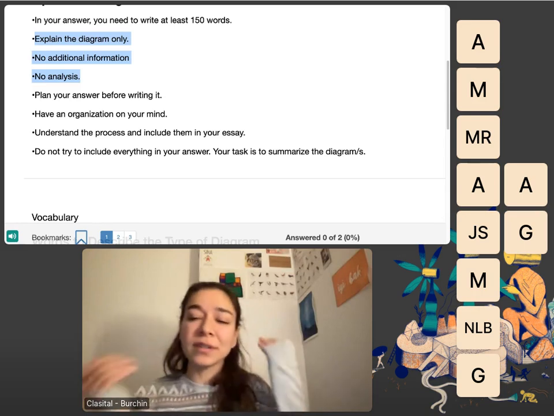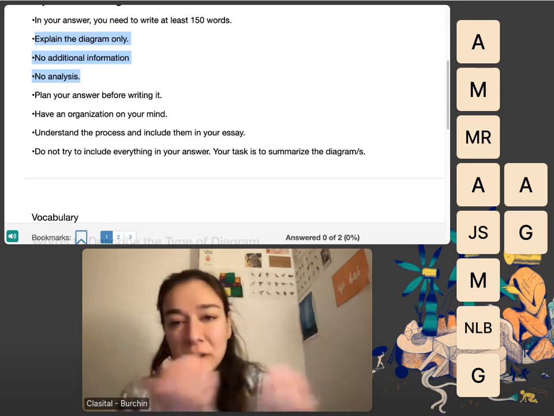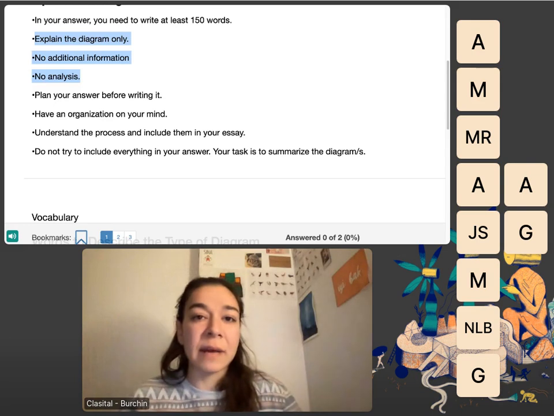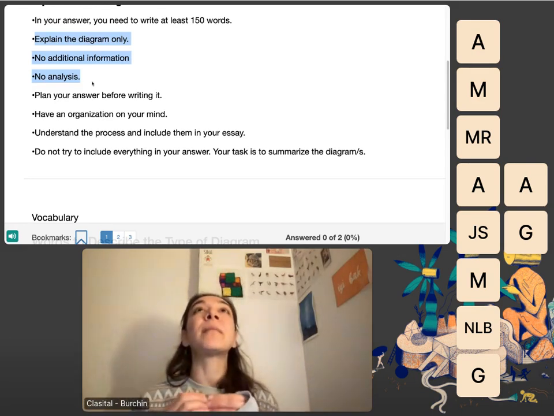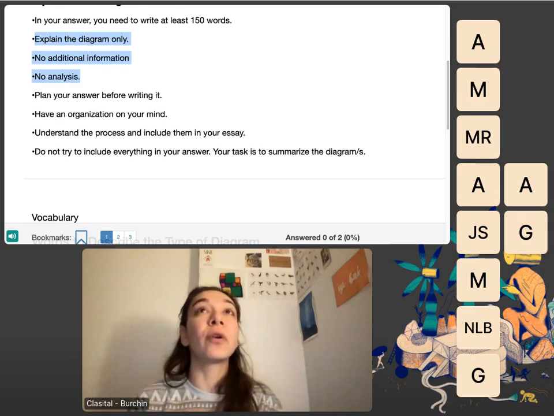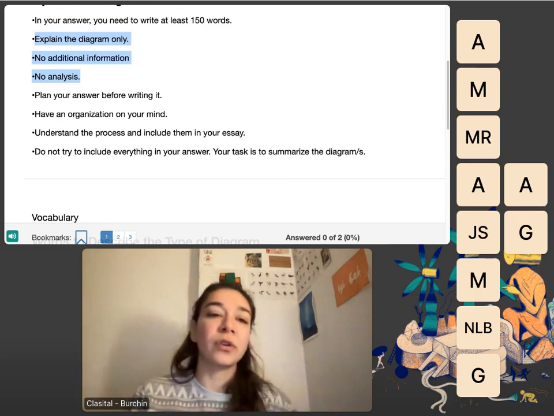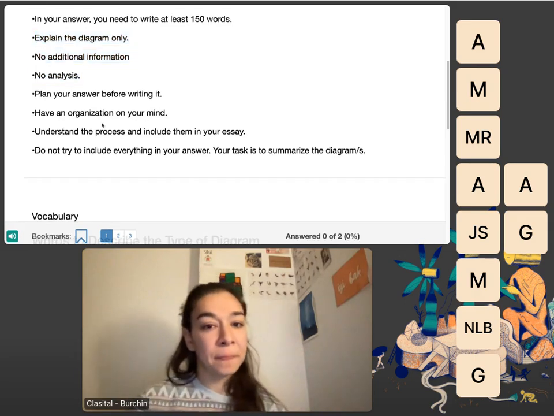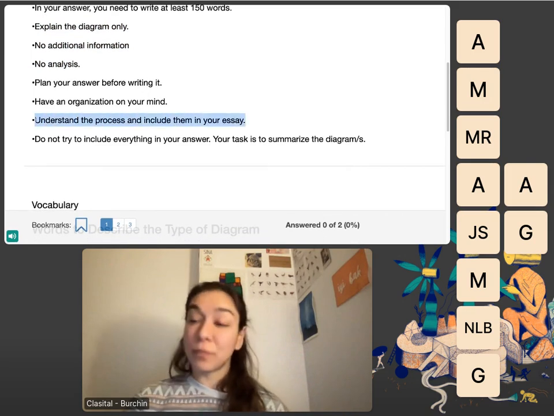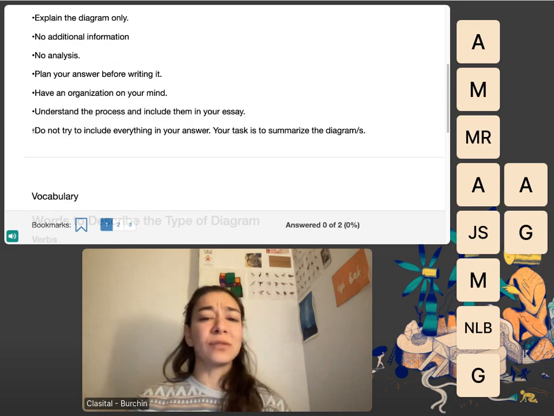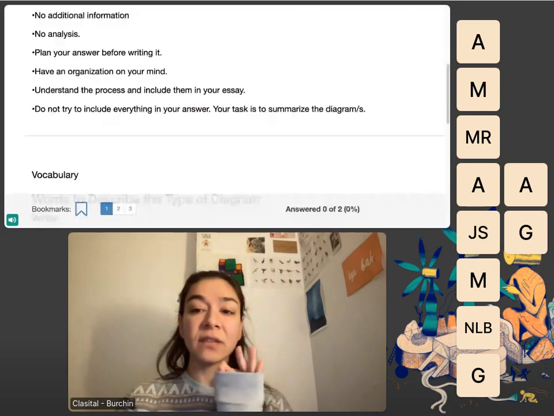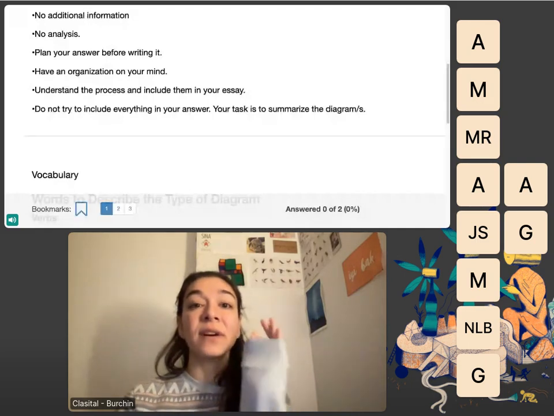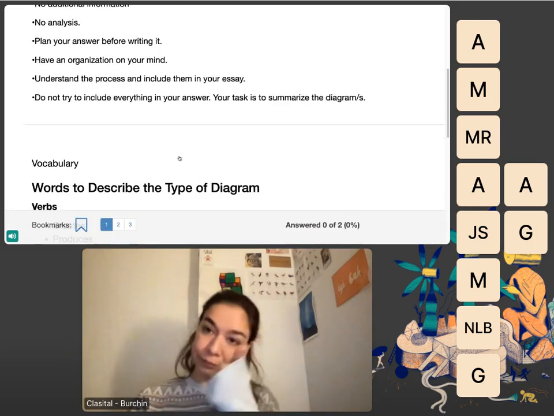In the diagram questions, this is more obvious about what you are going to write, but have an organization in your mind. Maybe you can plan which words you are going to use. I am going to show you in a minute. Understand the process and include it in your essay, and do not try to include everything in your essay. Your task in task 1 is to summarize what is given to you.